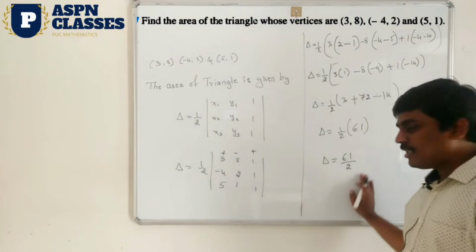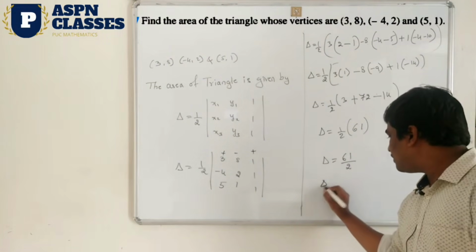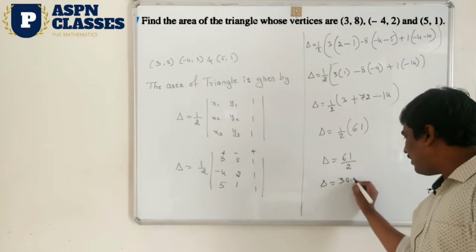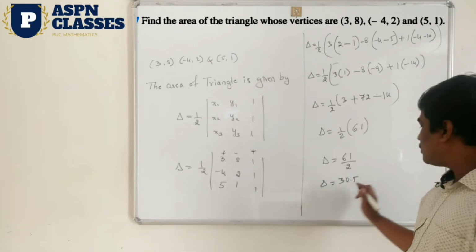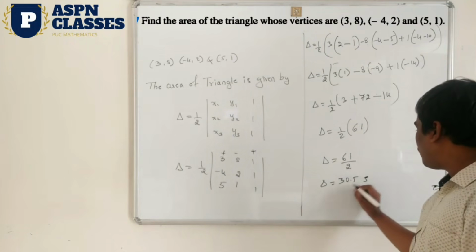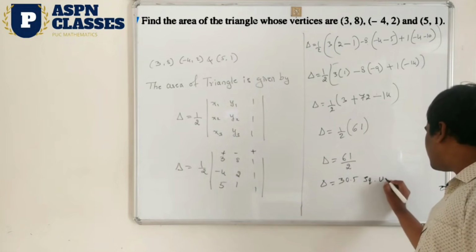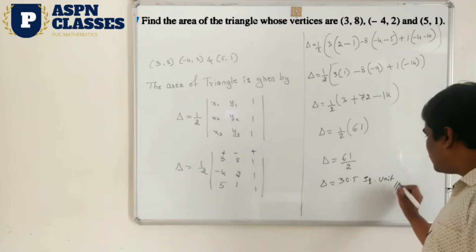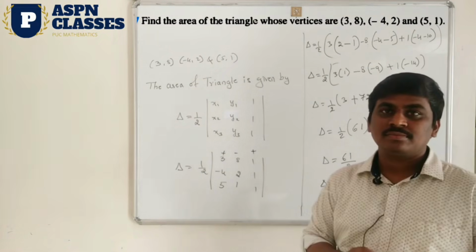So 61 by 2, after dividing by 2, what is the answer? 30.5, you get this as the answer. So you have to write this is 30.5 square units. Write it, and now it is completely done, you get the 2 marks.